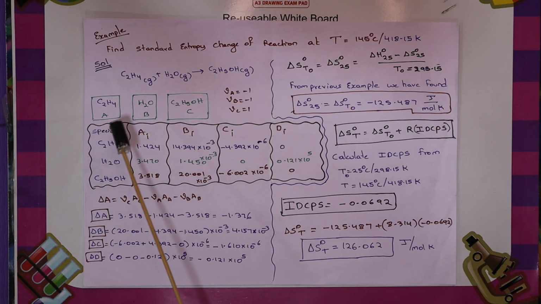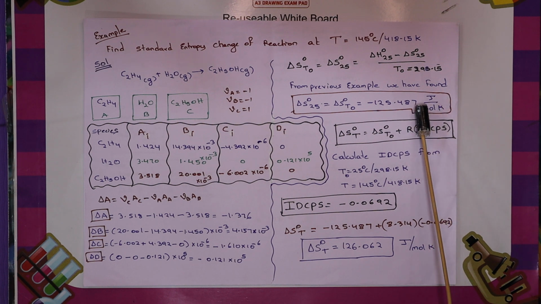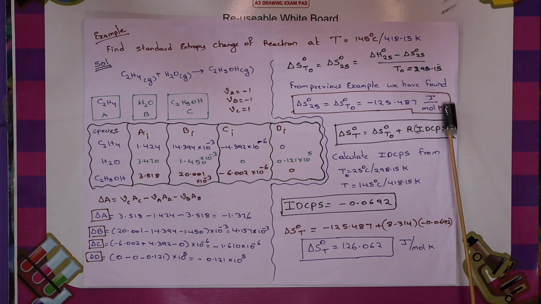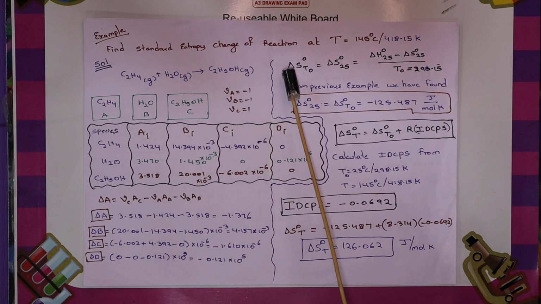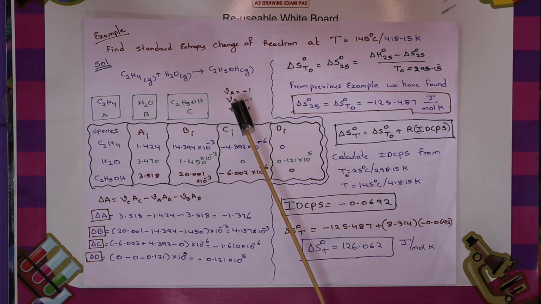Okay. In such cases, I already have the information that, if you refer to my earlier example, the entropy change of the same reaction at 25 degrees centigrade and 1 bar is minus 125.487 joule per mole Kelvin. So let us calculate the entropy of the reaction at another temperature, which is 145 degrees centigrade.